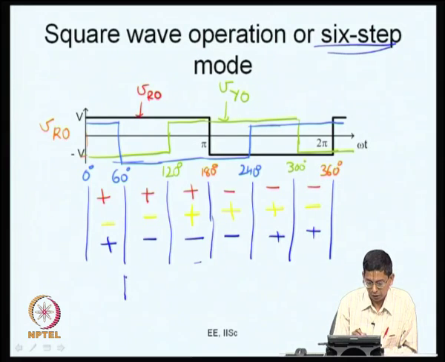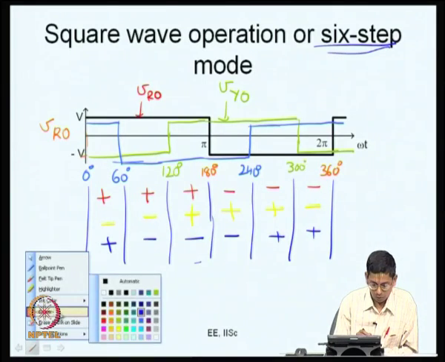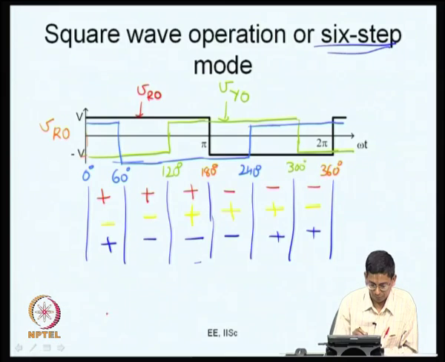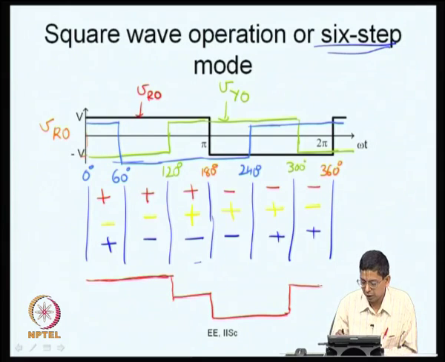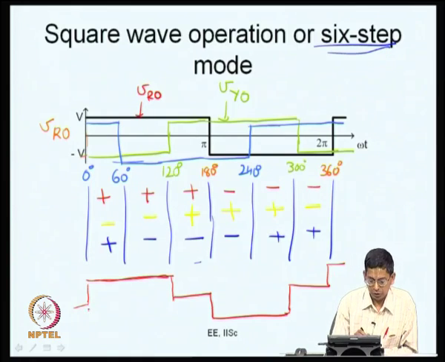So, this is what I am trying to do, VRY. Let me choose a color. Should I choose red? Yeah. So, VRY is going to be a positive pulse like this for 120 degrees, and then it is going to be 0 for the next 60 degrees, then it is going to be negative for the next 120 degrees, and it is 0 again. Then it goes high. So, this is how VRY looks.